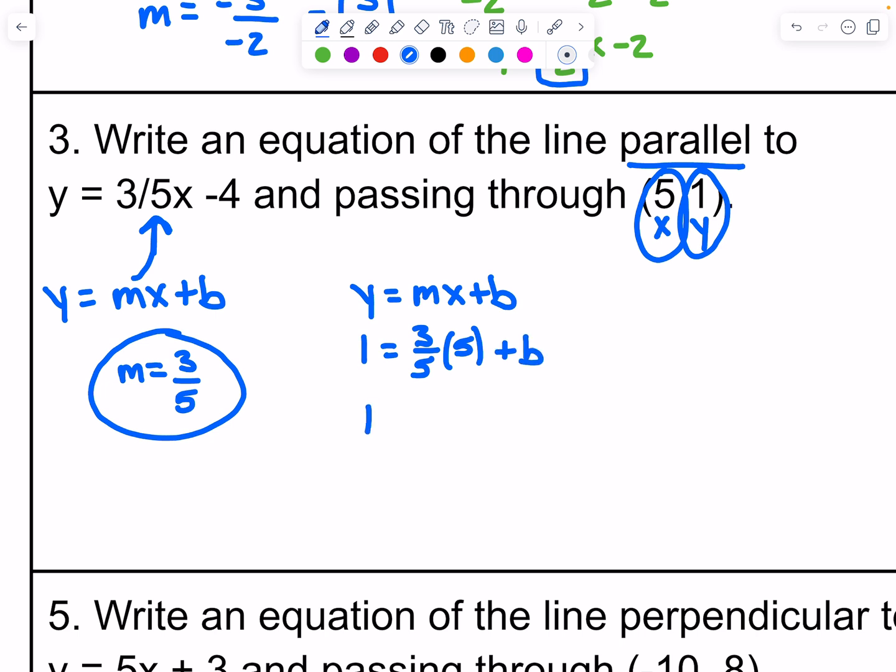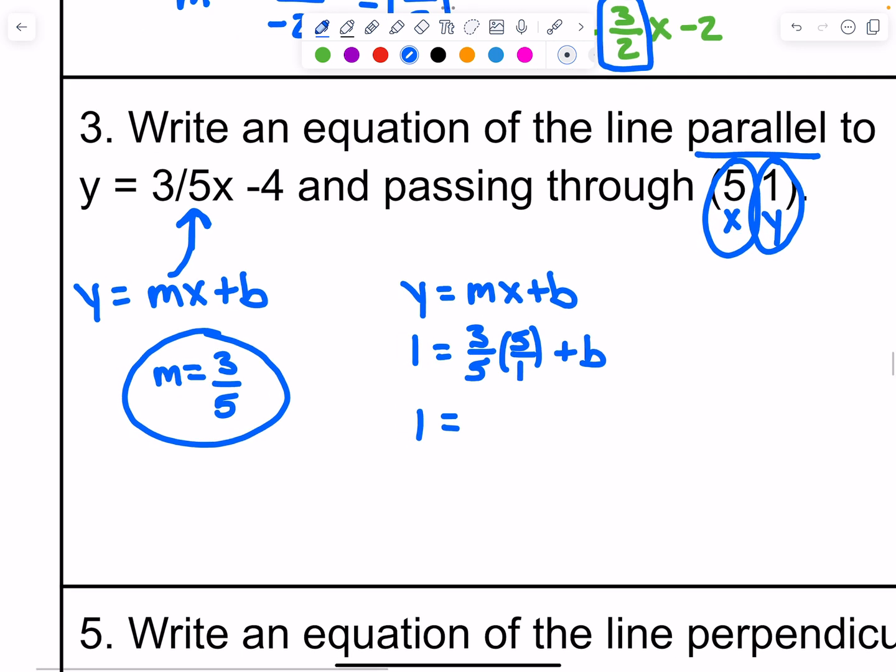So we have 1 equals 3/5 times 5. I'm going to rewrite the 5 as 5 over 1 so you can see a little bit better that the 5 is in the numerator and the denominator, which makes those cancel each other out. And then we just end up with 3 plus b, and then we have to subtract 3 from both sides. So we get -2 equals the b value.